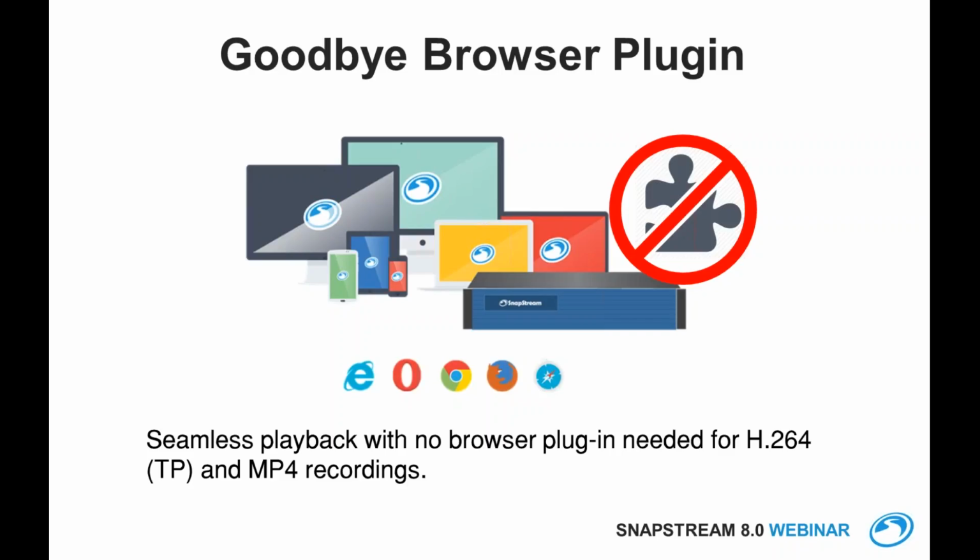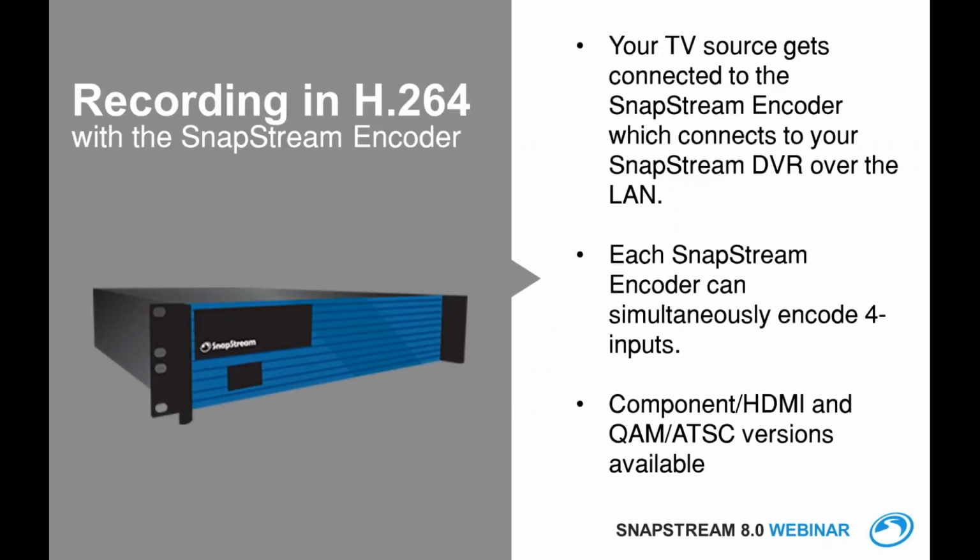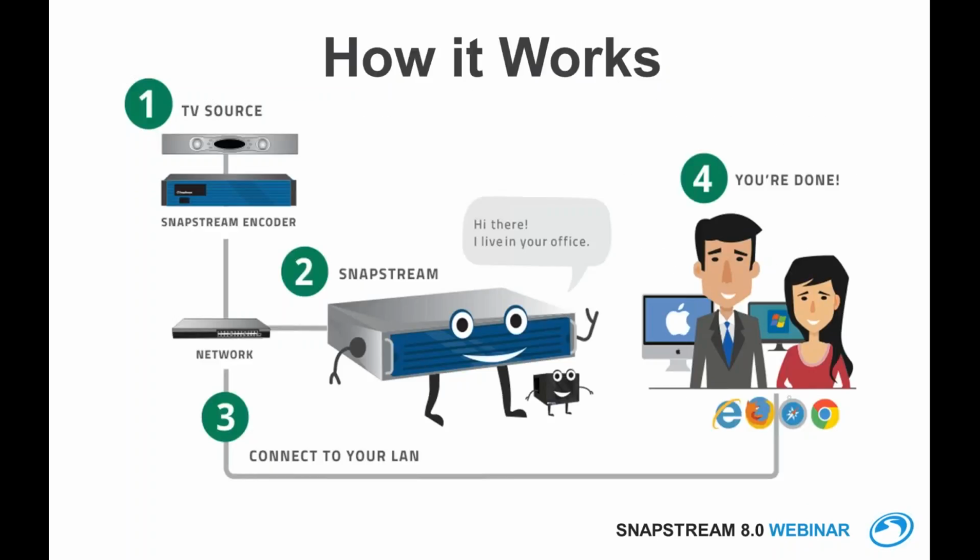For anyone who's not recording in H.264, we have a solution for you, which is our SnapStream Encoder. Our SnapStream Encoder takes in whatever your TV source is and it connects to your SnapStream DVR and makes an IP feed of your TV stream. Each SnapStream encoder can simultaneously, as it says, encode 4 inputs, and we have variations to take in essentially whatever your TV source is. It shows you on the next page here essentially what this looks like.